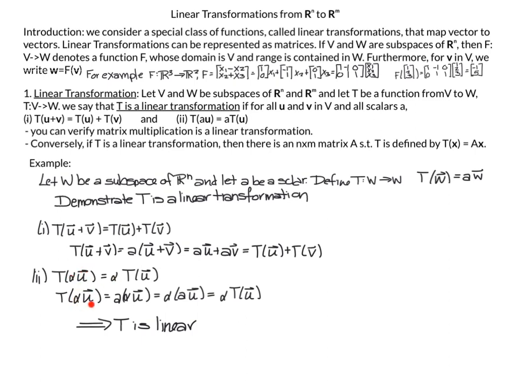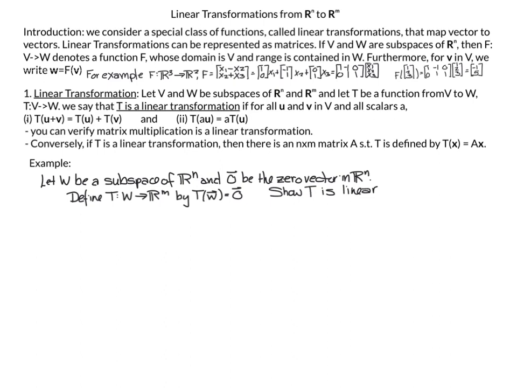Looking at alpha U, I'll plug that into my definition and I'll get A times alpha U. Both A and alpha are scalars, so because they're both scalars, I can switch their order, and then I'll have alpha A U, which is equal to alpha T of U. So I have proved this second condition of linear transformations. Both of them hold, so I have shown that T is linear.